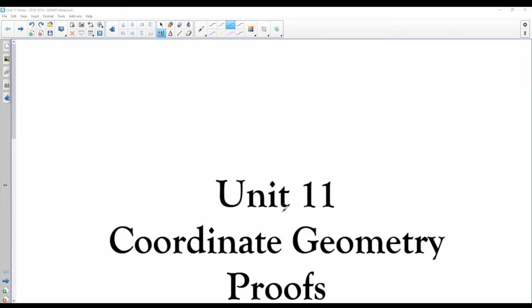All right, guys. So today we are looking at our new note packet, Unit 11, Coordinate Geometry. This was in your brown bag. Students who are remote, if you haven't picked that up yet, you are behind, so you need to go get that from school.